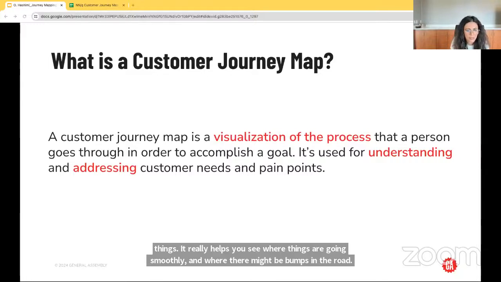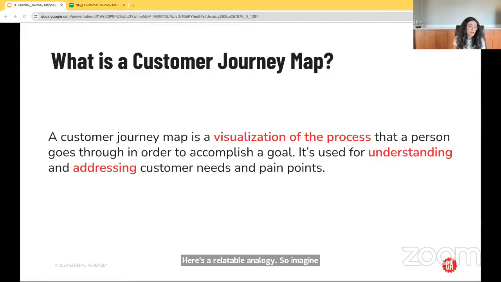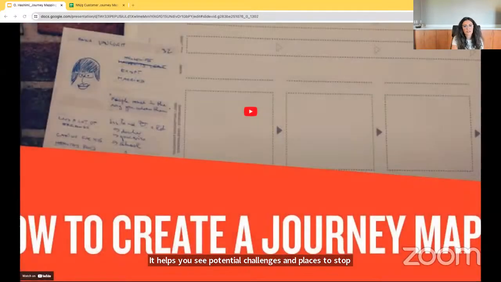Here's a relatable analogy. Imagine you're planning a trip. A map helps you see the best route. It helps you see potential challenges and places to stop along the way. And a customer journey map does the same thing for your customers. So how do we create a customer journey map? Let's watch this video.